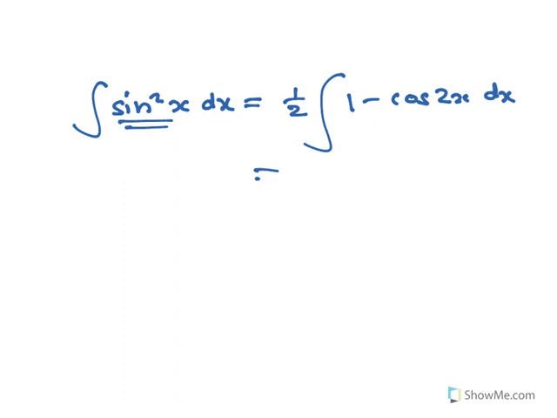So there's no rule for integrating sine squared because it's a function to a power, but there's no derivative there. So the integral of 1 is x, the integral of cos 2x is 1/2 sine 2x. So it's 1/2 (x minus 1/2 sine 2x) plus c.